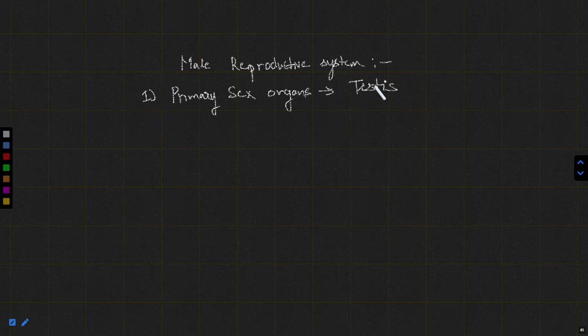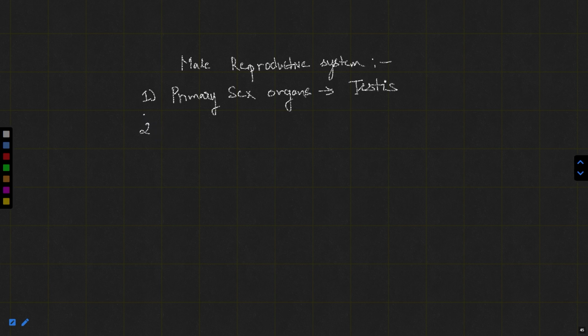Clear? Testis. What is the function of the testis? Production of the gametes, which is the sperm. So in testes, the sperms are produced by the process of spermatogenesis, and then testes is involved in the secretion of the hormones. The male sex hormone is known as the androgen. All right, an example of the male sex hormone is testosterone, which is secreted by the testes.